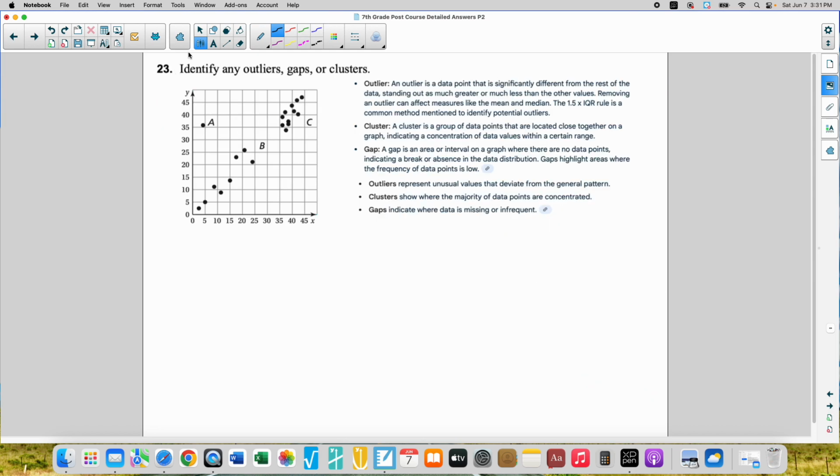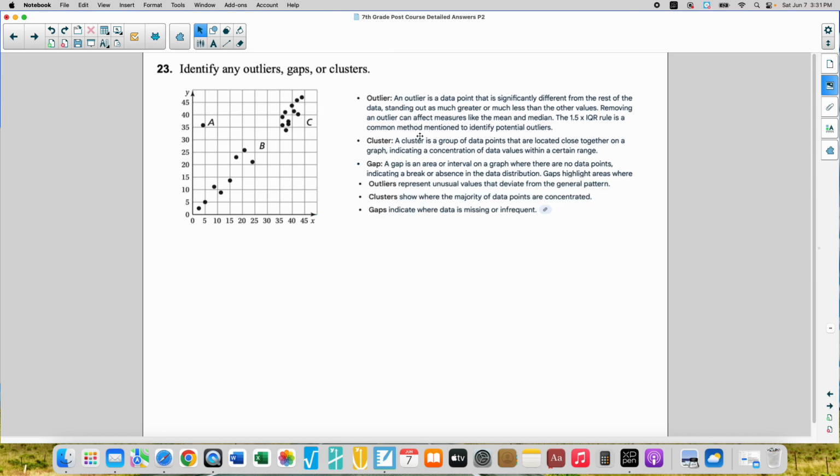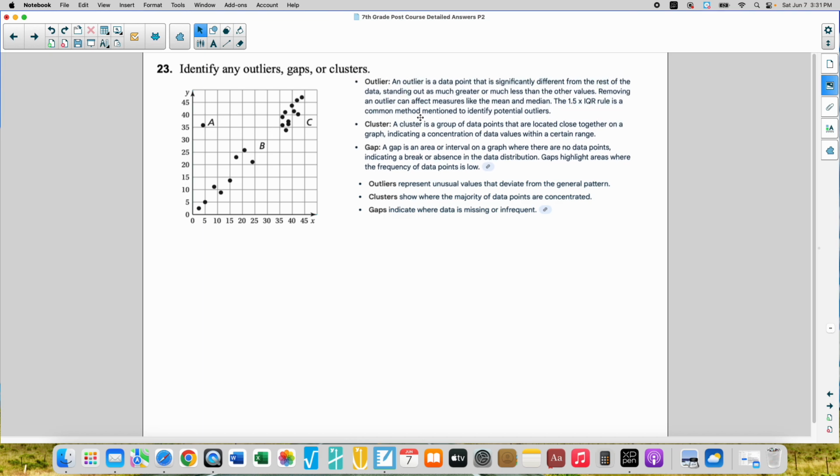All right. I put this here. I thought it was important to share what outliers, clusters, and gaps are. It says identify any outliers. Well, let's look at this first point. It's labeled A. A would be considered an outlier. An outlier represents an unusual value that deviates from the general pattern. Our general pattern is through here. So A is definitely an outlier.